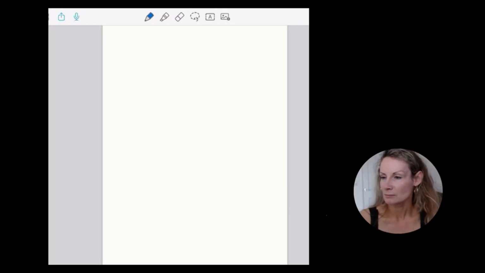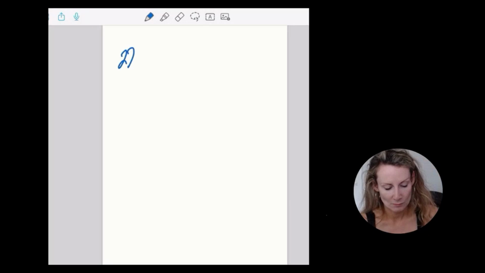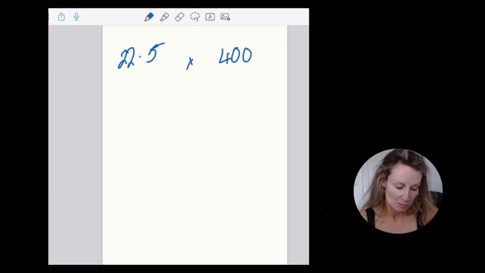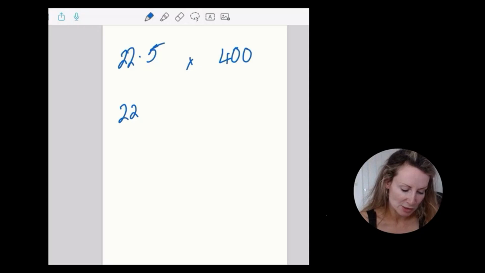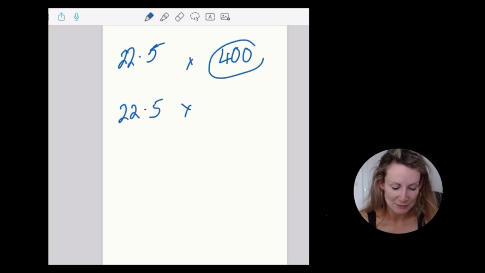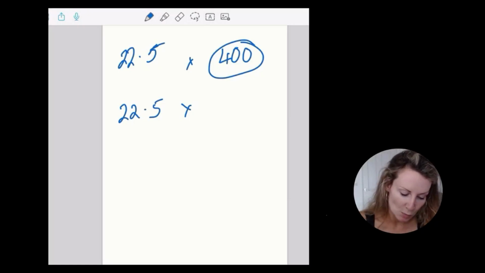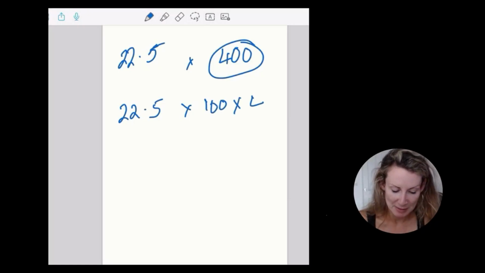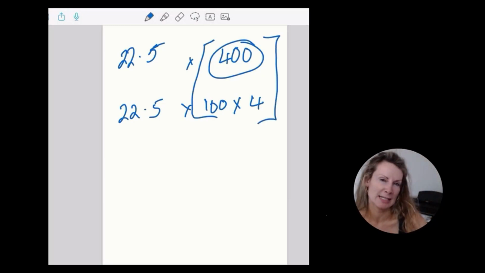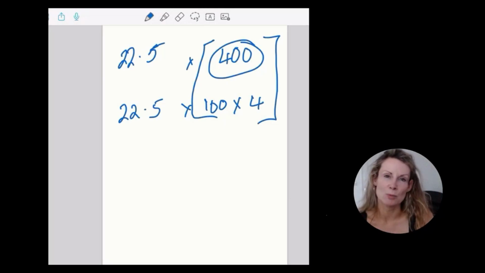So the weight of the patient is 22.5. And then I've got to times that by the dose, which is 400 micrograms. So it's going to say 22.5 times by, instead of 400, what are you going to use? 4. And what else? So we're going to put 100 times by 4, because 400 is 100 times by 4. It just means it is 100 times 4.